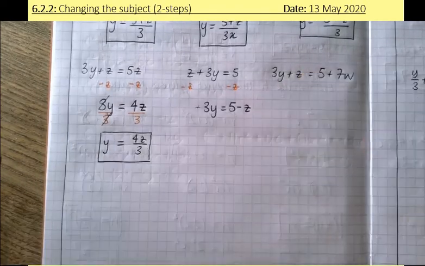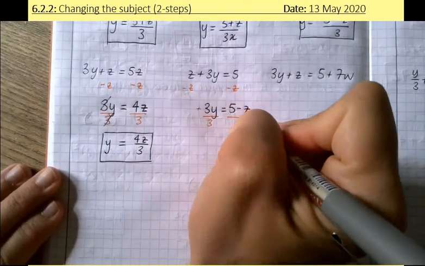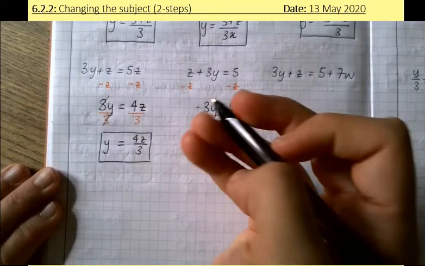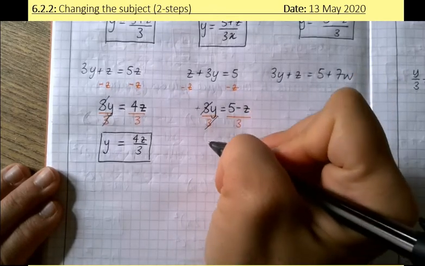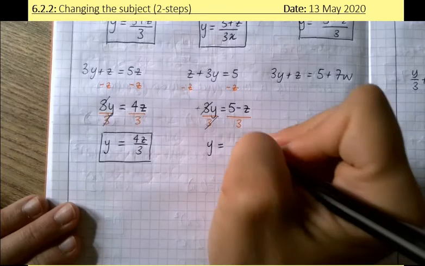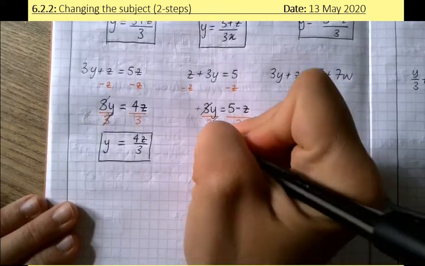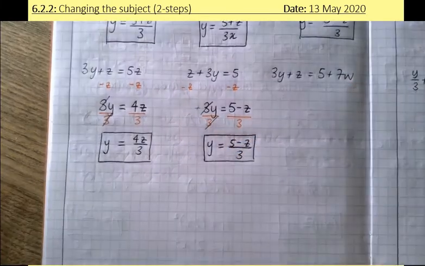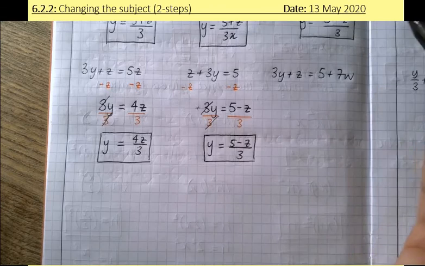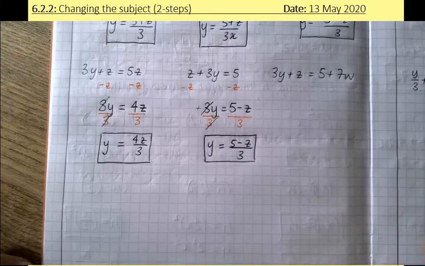And then to get the y by itself, this is similar to all the others, I'm going to divide by 3 on both sides. That means that I have eliminated the multiply by 3, and I've got y equals 5 take away z all over 3. And that is actually exactly the same as another answer in these examples, which is an interesting result. Different questions can give you the same result.